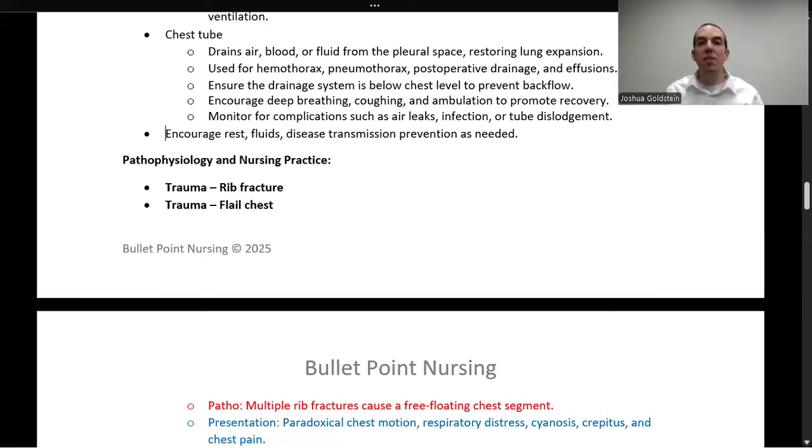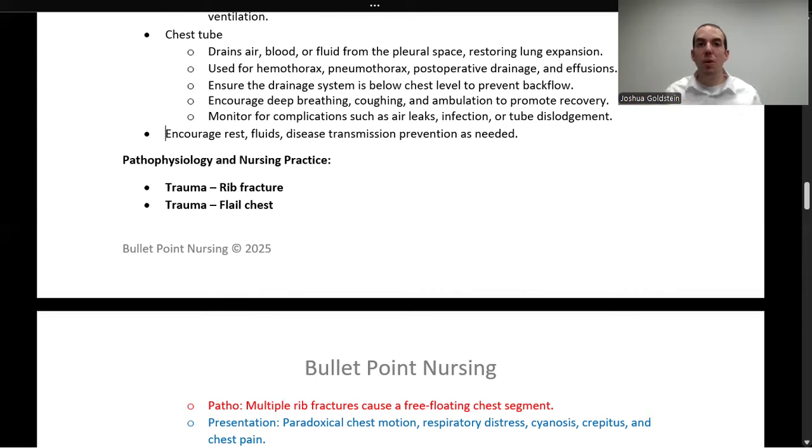So if there's a collection of air in that space, or blood or fluid, the lung can no longer fully inflate with air, which becomes a problem. So we do have chest tubes that can drain out air, blood, or fluid from that space and restore the ability for the lung to fully expand.